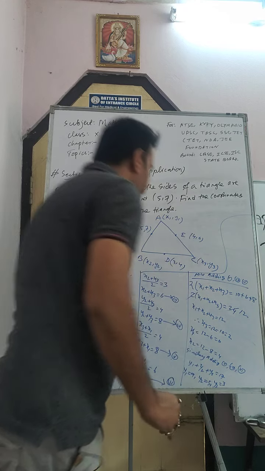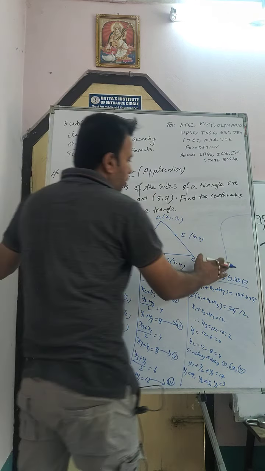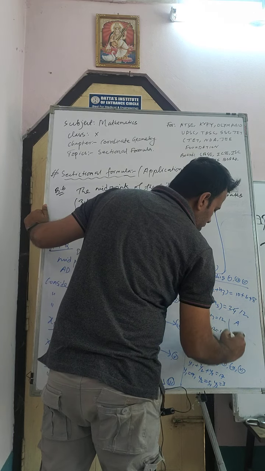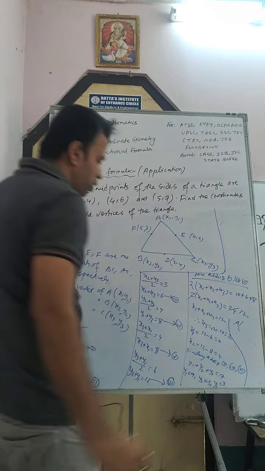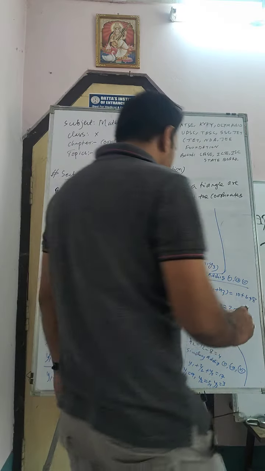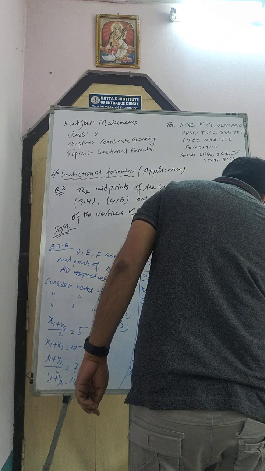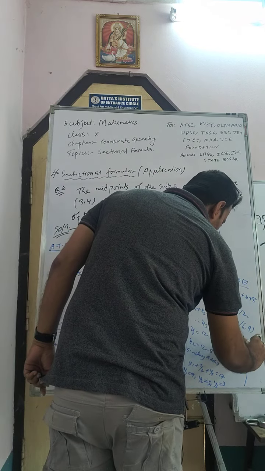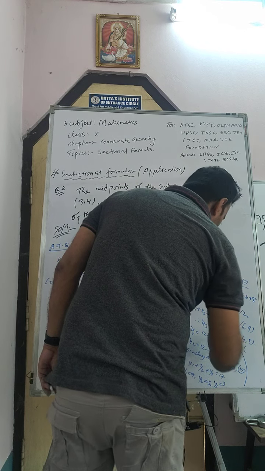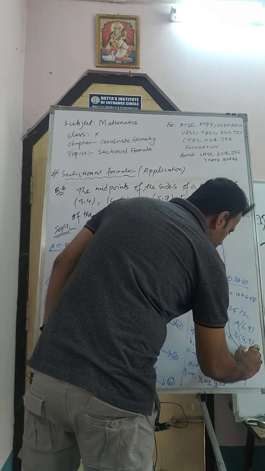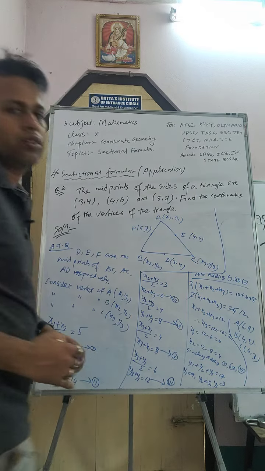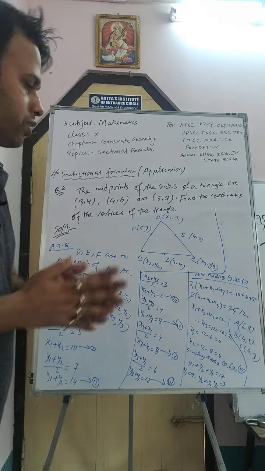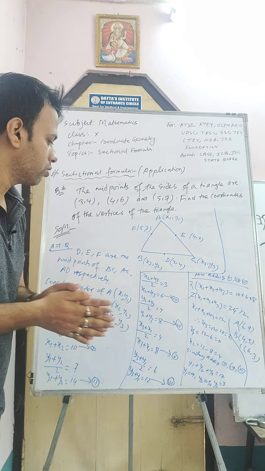So the vertex of A will be what? I just write here, vertex of A will be x1 comma y1, x1 is 6, so 6 comma 9. Vertex of B will be x2 comma y2, that is 4 comma 5, and vertex of C will be 6 comma 3. Okay, so this is the final answer.